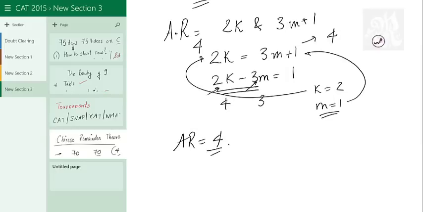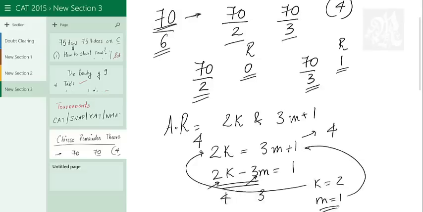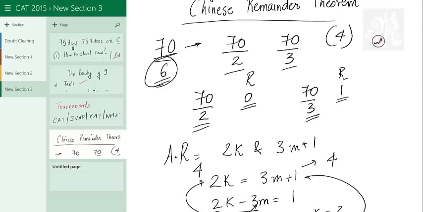A very lucid and very simple way of doing this. The actual remainder is 4. So what you do, I'll repeat this, is you split the denominator into 2 parts: 70 by 2, 70 by 3, and then you proceed in the way I've explained.